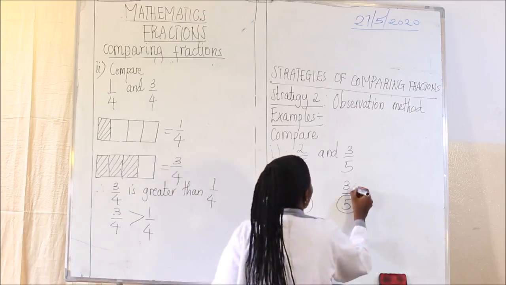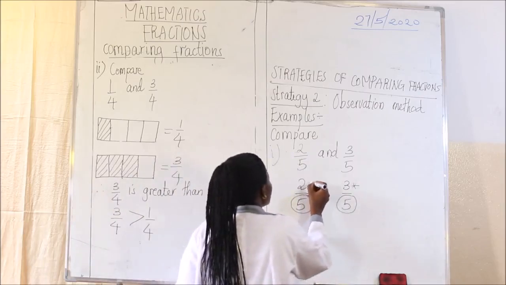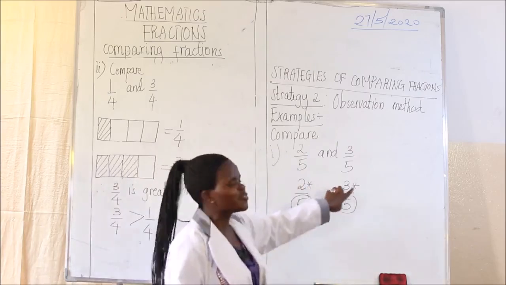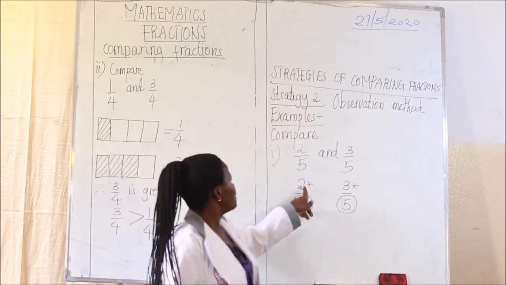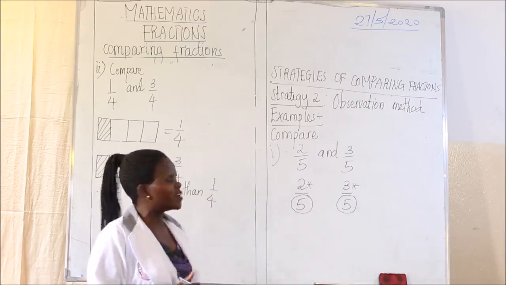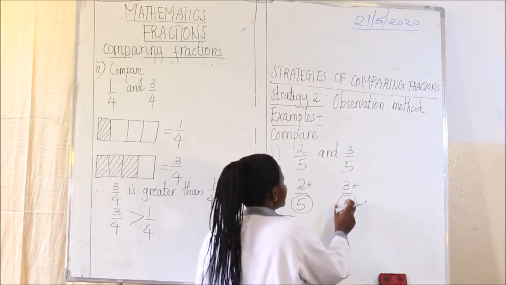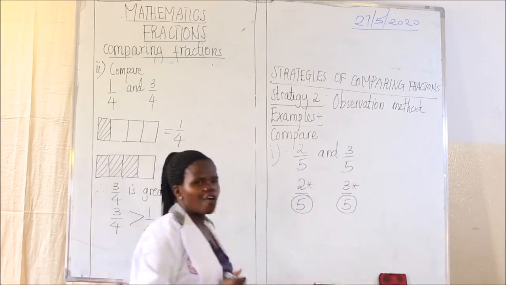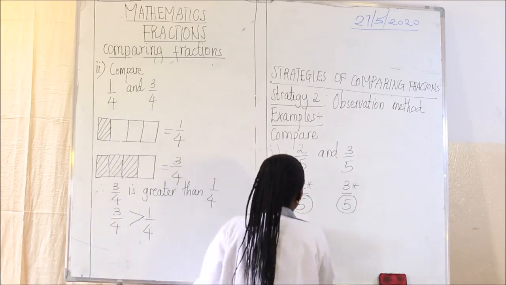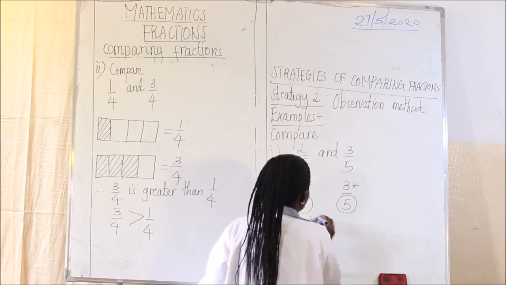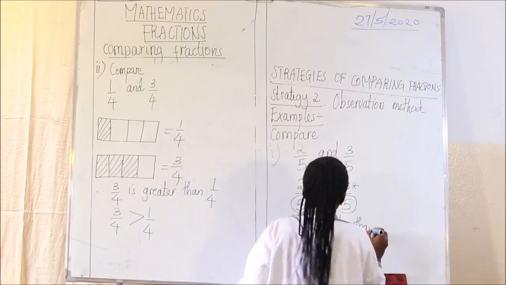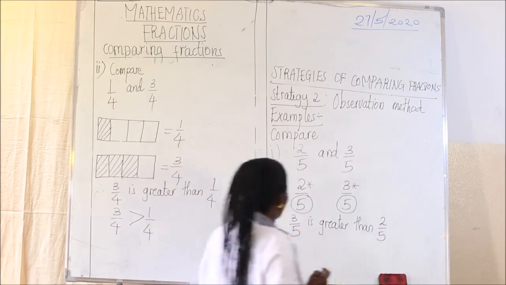The numerator for this one is number 3, and the numerator for the first fraction is number 2. Then you ask yourself, between number 2 and number 3, which one is bigger? Here, number 3 is bigger than number 2. So automatically the fraction which is containing 3 is the bigger fraction than the other. So here we shall say that 3 over 5 is greater than 2 over 5.